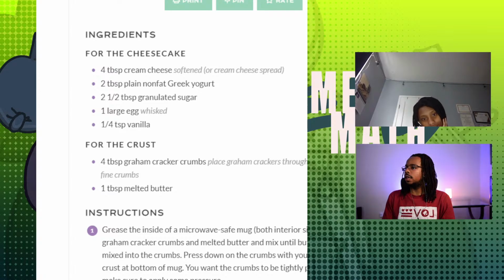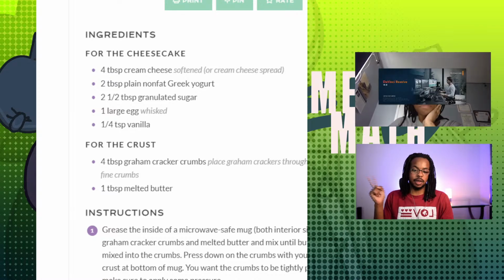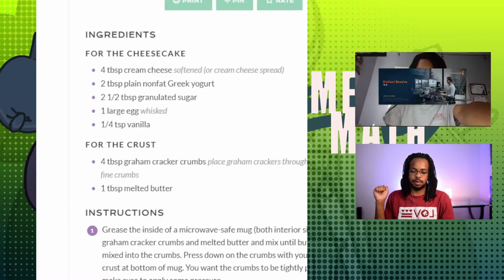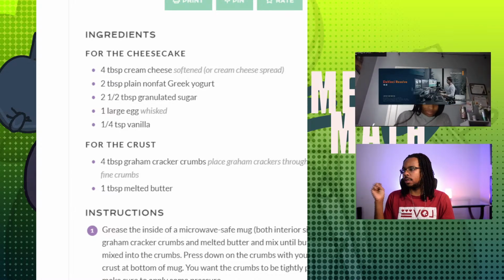Now we're going to hop over here into our recipe, and we're going to be doing these conversions mentally today. We're converting them into milliliters.